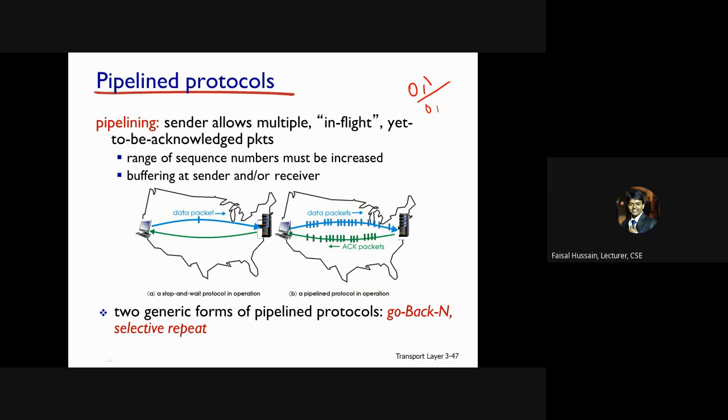Two generic forms of pipelined protocol are Go-Back-N ARQ and Selective Repeat ARQ. We will see these two protocols here. One important factor is that you have to buffer at the sender and or the receiver side, because you are getting multiple data packets at the same time that you are sending out. So you have to buffer these packets.